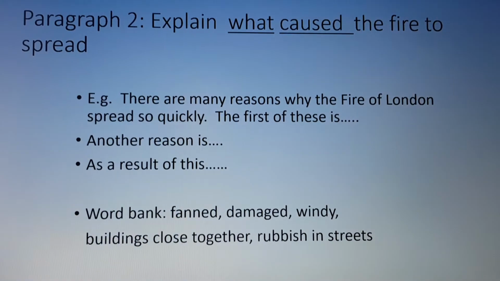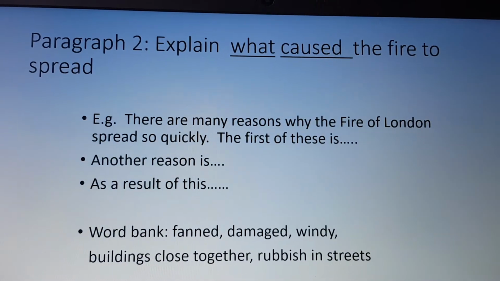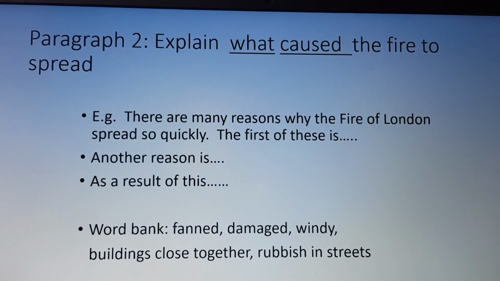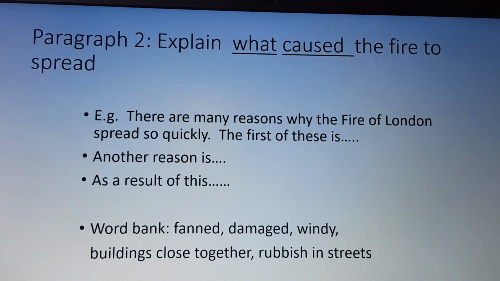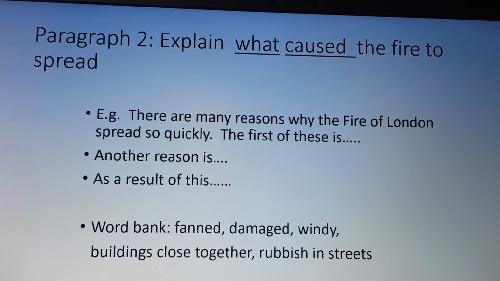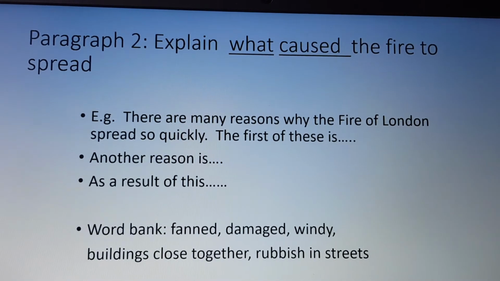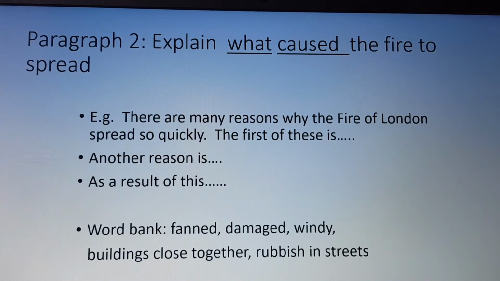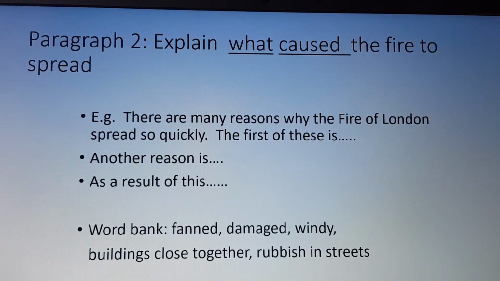So when you've done your first paragraph, we're moving on to paragraph 2, explaining what caused the fire to spread. Look at all of the things on your grid that you've highlighted as A's, things that caused the fire to spread. And you can start off again with a topic sentence like the one that we've got on the screen. There are many reasons why the Fire of London spread so quickly.